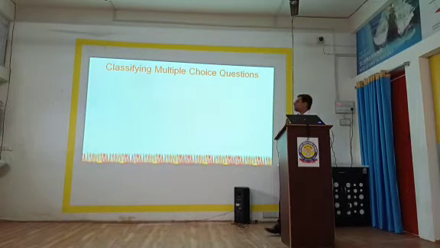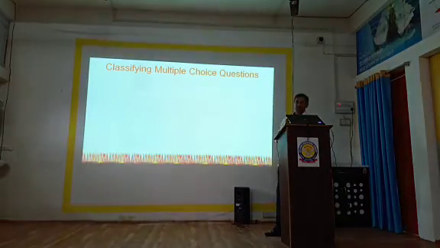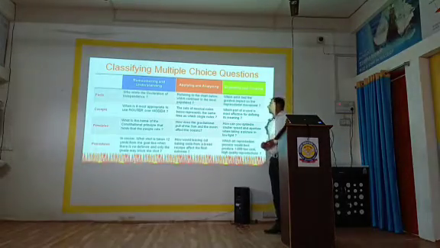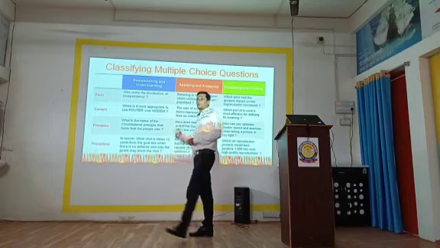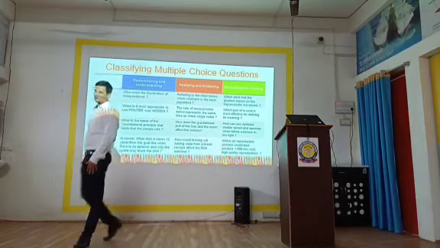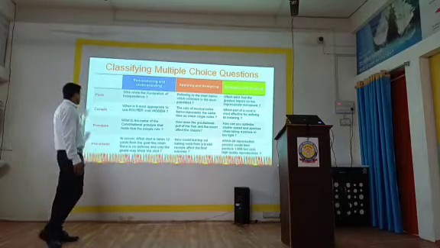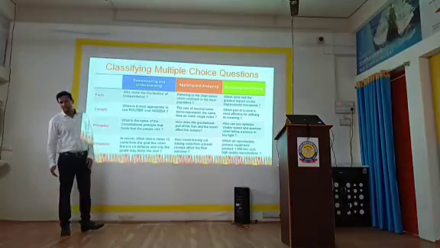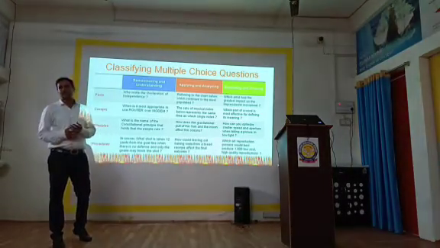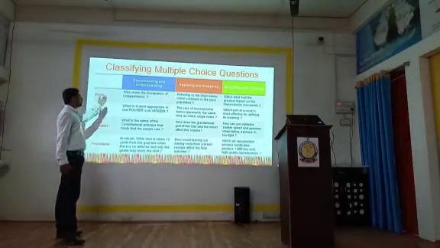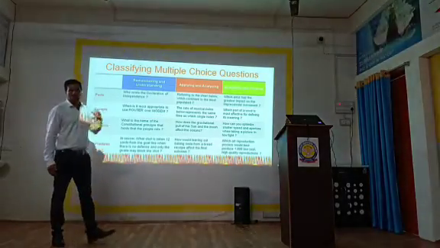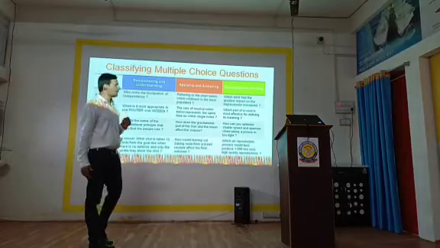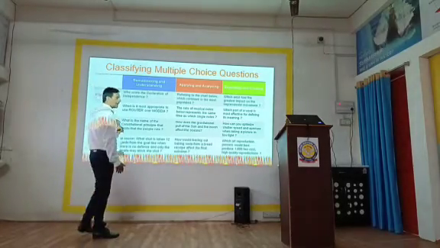Now, how can we classify multiple choice questions? There are some techniques known as Bloom's taxonomy. We can classify our multiple choice questions based on facts, concepts, principles, and procedures. The types of fact can be remembering and understanding. Some facts can be remembered, just like: who wrote the Declaration of Independence? That is a fact, but we can remember it also. That's why we classify it under remembering and understanding.